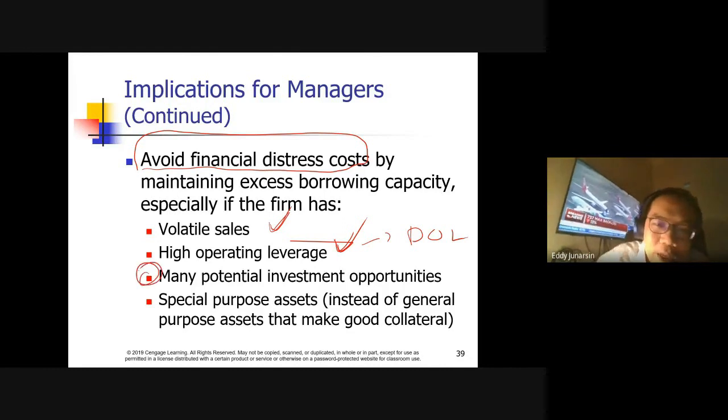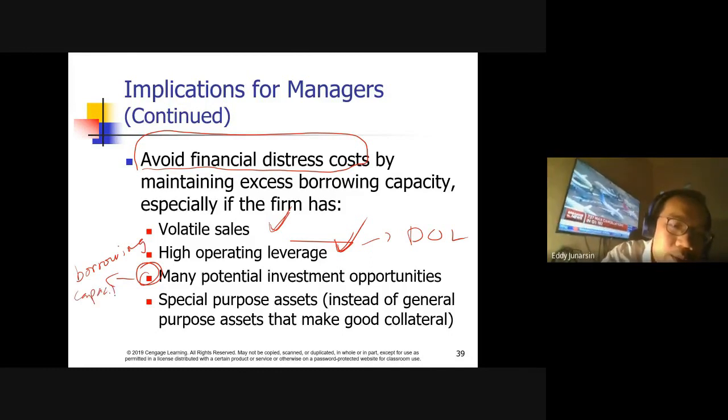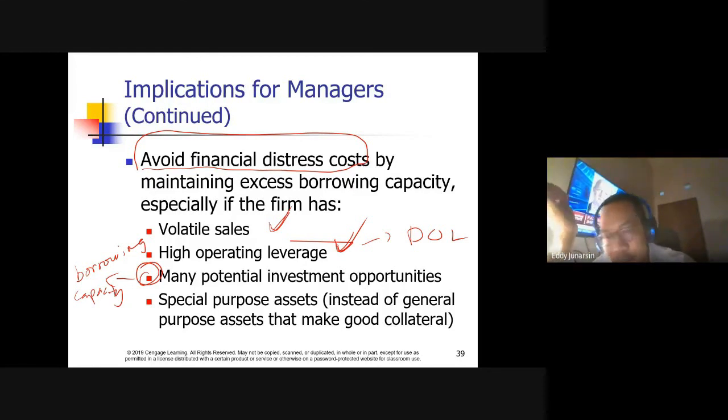Or if you have many potential opportunities. It is suggested that if you are a firm with a lot of investment opportunities, you should keep the borrowing capacity. So you don't want to max out too soon. But here's the logic, right? If you have a lot of investment opportunities, and should the opportunities suddenly arise, you want to have the ability to get quick borrowing to execute the opportunities. But if you are maxed out in your borrowing capacity, then you don't have a new opportunity to borrow money. Then you have to rely on equity financing only, right? So again, if you're a firm with a lot of investment opportunities, it's better to keep a certain level of borrowing capacity rather than max it out too soon.